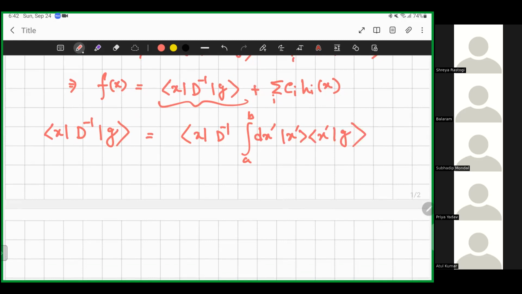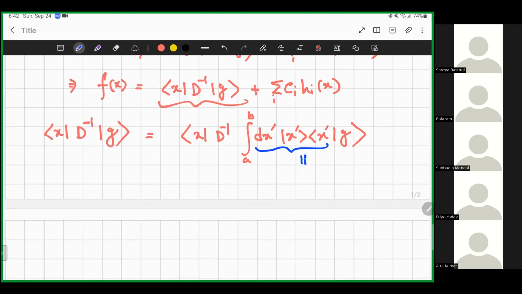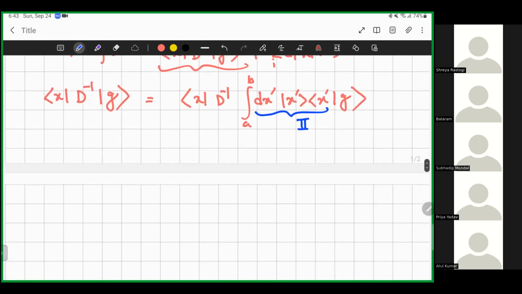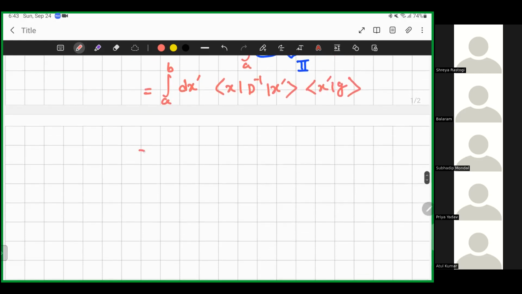So this is basically the identity operator in continuous basis. We know this. Okay. So now it can be written as a to b, and this is g(x), there is no confusion, and this part is written as the Green function like this. This is the Green function.